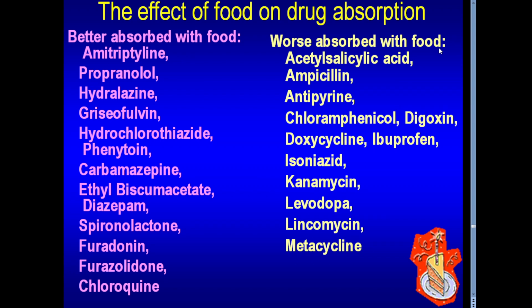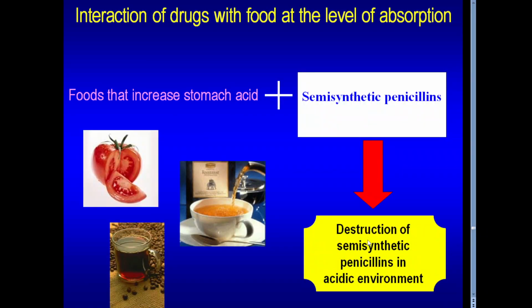Worse absorbed with food: acetylsalicylic acid; ampicillin, antibiotic; antipyrine, non-opioid analgesic; chloramphenicol, antibiotic; digoxin, cardiac glycoside; doxycycline, antibiotic; ibuprofen, non-opioid analgesic and non-steroidal anti-inflammatory; isoniazid, anti-tubercular drug; kanamycin, antibiotic; levodopa, anti-parkinsonic; lincomycin, antibiotic; metacycline, also antibiotic. So these drugs are worse absorbed with food. Example: interaction of drugs with food at the level of absorption.